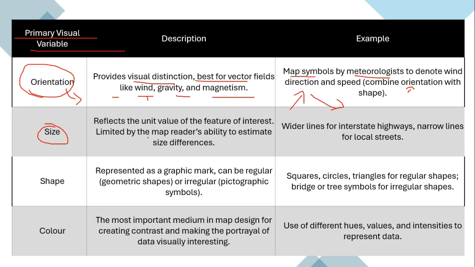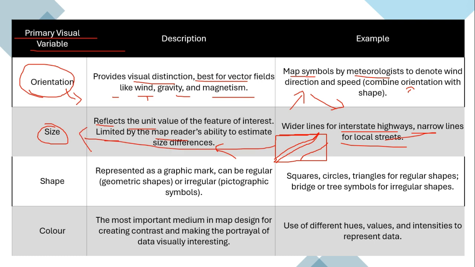Then we have the size variable. Size reflects the unit value of the feature of interest. This is limited by the map reader's ability to estimate size difference. So wider lines for interstate highways, narrow lines for local streets. Like on a map, you have seen that national highways are represented in a wider line, local streets are represented in a smaller line. So where we represent these kinds of features, the size variable has been used wisely so that you can easily differentiate between different kinds of features.